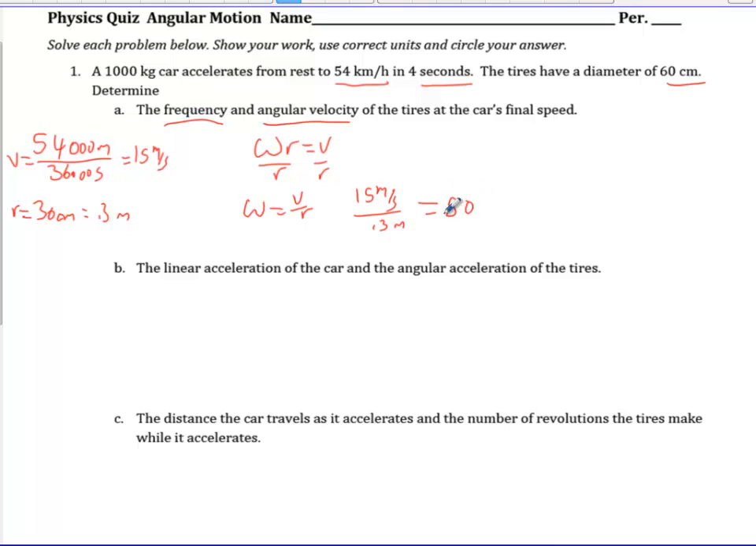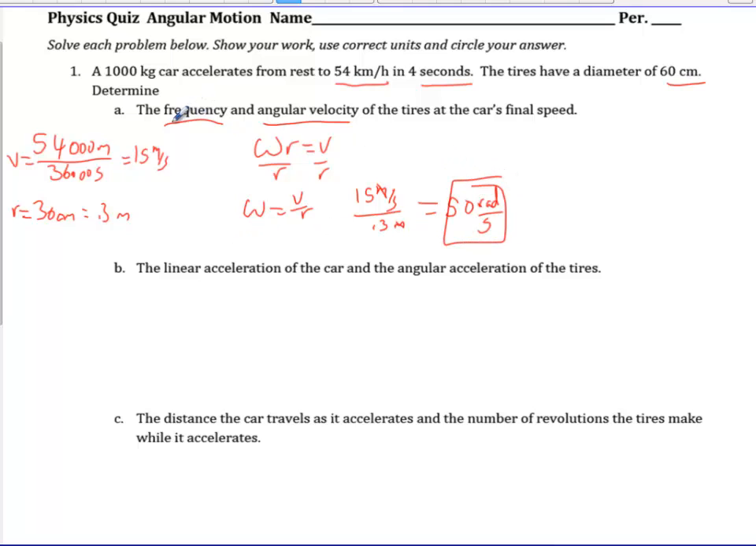but I get 50 what? Well, this meter cancels that meter and I'm left with per seconds, but that wouldn't make any sense. I'm talking about angular velocity, and a radian is a dimensionless unit, but it keeps track of what's going on. So 50 radians per second is the angular velocity. So omega equals 50 radians per second.